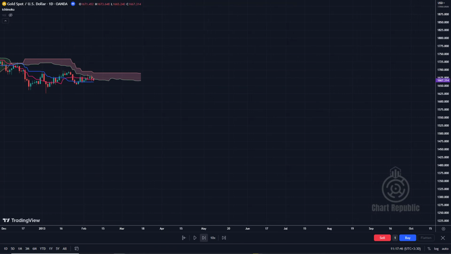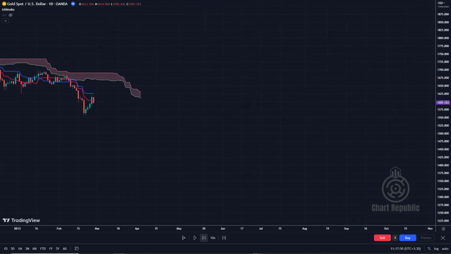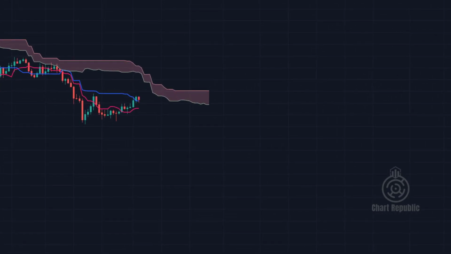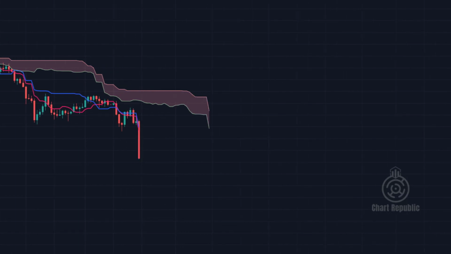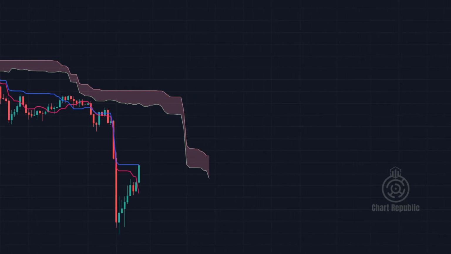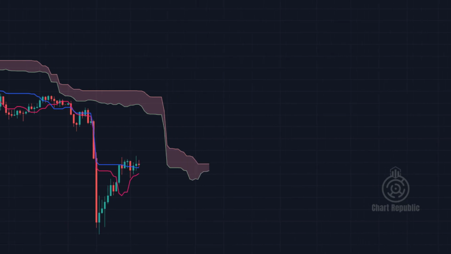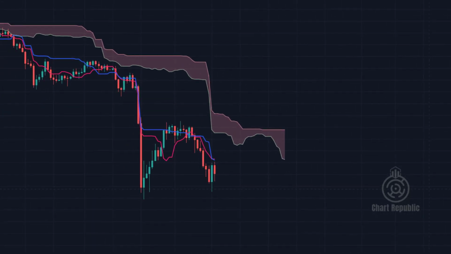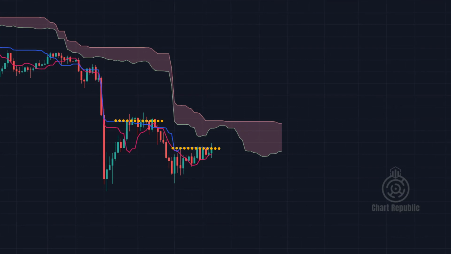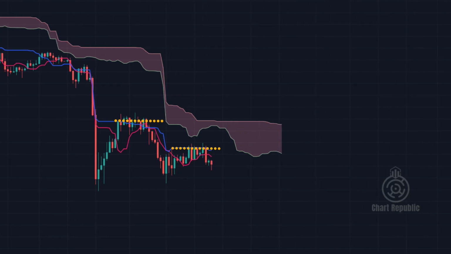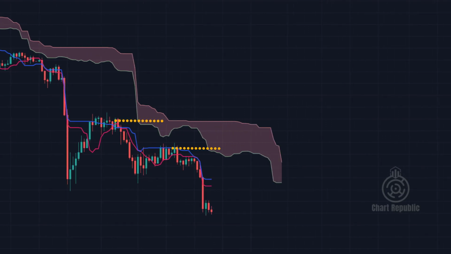Considering these circumstances, paying close attention to the Tenkan-sen's behavior holds great significance. For instance, in this example, we can observe that the Tenkan has acted as a strong resistance line for an extended period of time. Even when the price managed to break away from this resistance to some extent, the Kijun immediately came into play, acting as a secondary layer of resistance, keeping the price below it and maintaining downward market momentum.